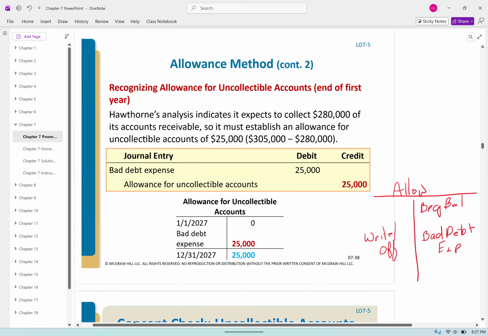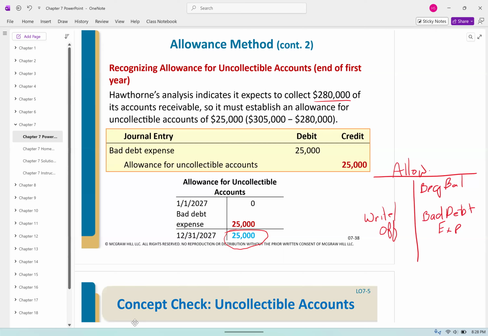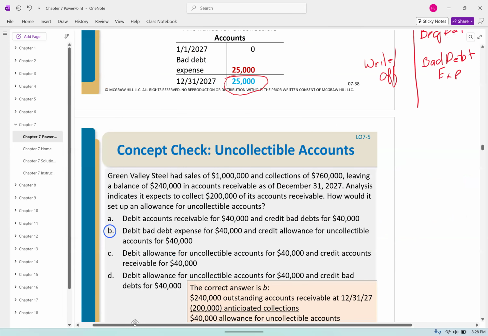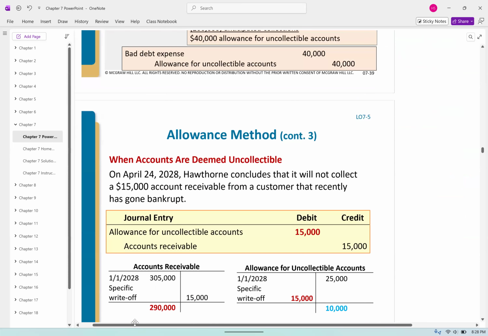So they tell us right here, Hawthorne's analysis indicates that it expects to collect 280,000 of its accounts receivable, so it must establish an allowance for uncollectible accounts of 25,000. Okay? So basically here they found the ending balance and we backed into the bad debt expense. Okay? All right. Another reason I don't like to do these concept checks is that it's a completely different problem than what we've been working on. So it can get a little confusing.